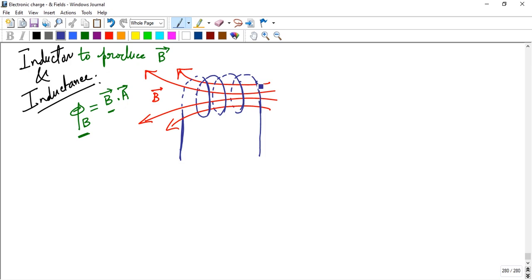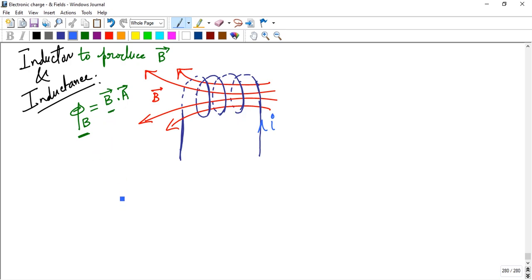Obviously the flux is inside the coil, and a current is generated here. This current is I, and this current is called induced current. So the magnetic field passing through the coil generates a current.